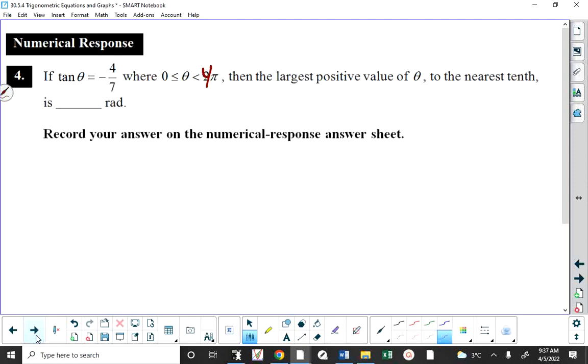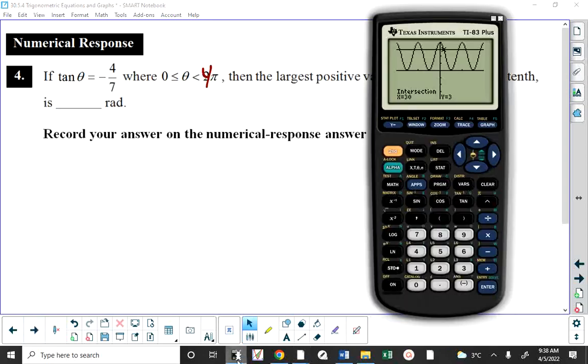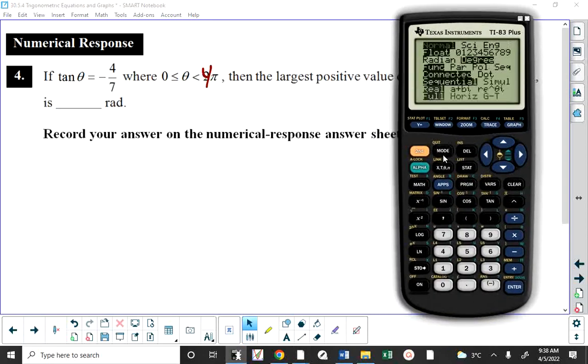We found a reference angle. We had to take 4 pi minus the reference angle. It was quite a process. But if I wanted to solve this and I want an answer in radians, so I could put my calculator in radians, I guess what I could do is the following. I could graph tan of x, and I could graph -4/7, and I could find out where they intersect. Right? And I want to go from 0 to 4 pi.